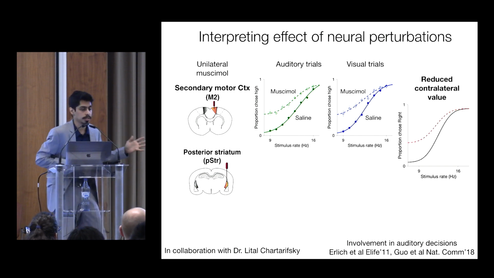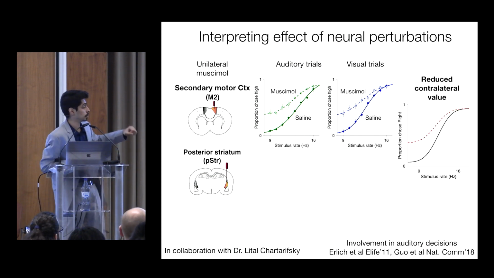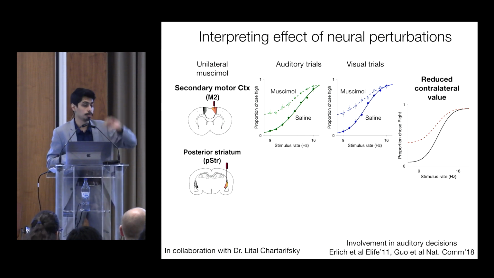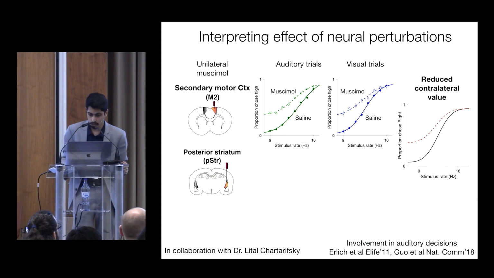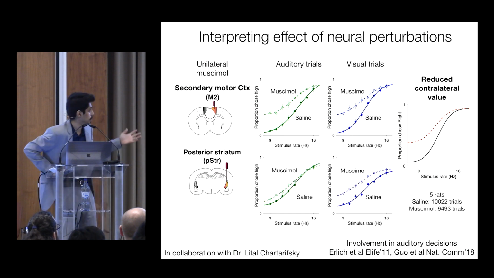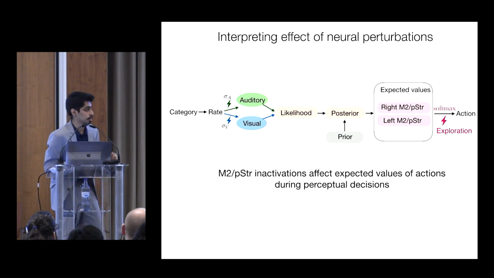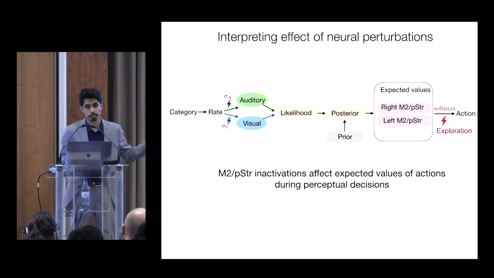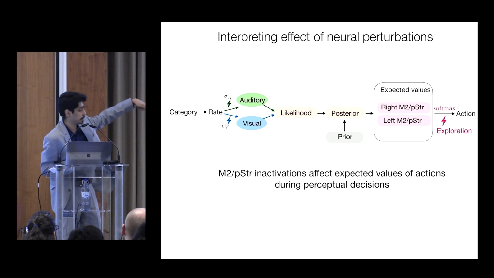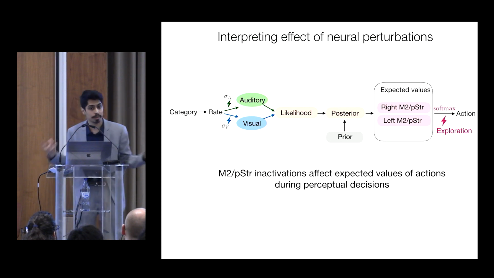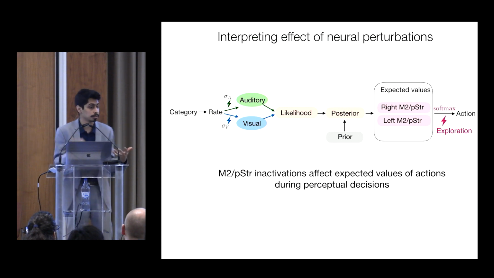And in our model, this can be captured by a reduction in the value of the contralateral action as a consequence of the inactivation. And the posterior striatum essentially has the same effect, suggesting to us that both these areas, M2 and posterior striatum, are involved in this last stage of the decision computation, which is computing the expected value of right and left actions depending on the information from the perceptual stimulus.